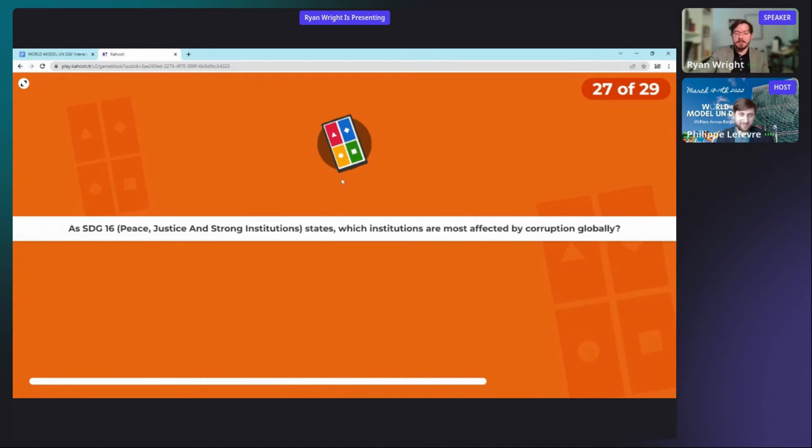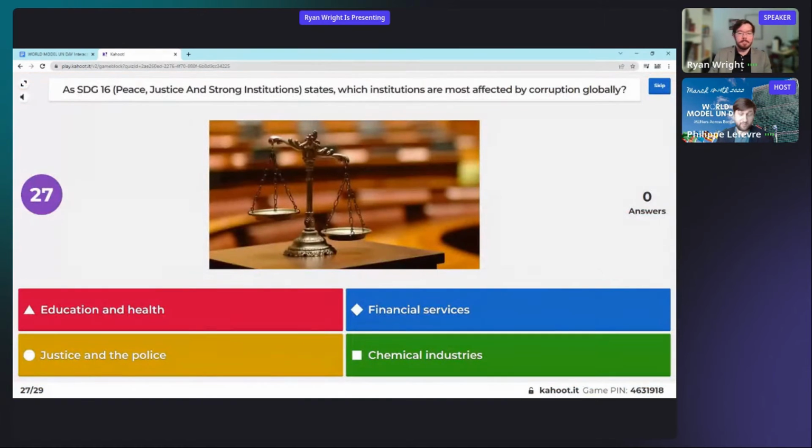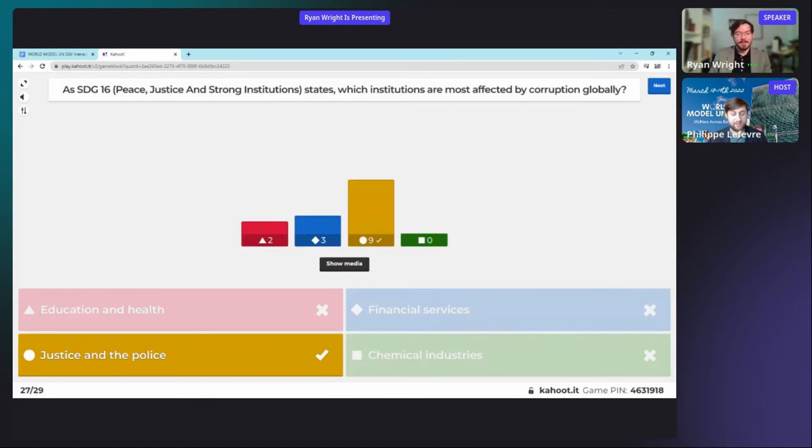Yeah, SDG 16, peace, justice, and strong institutions. Which institutions are most affected by corruption? Now, this is a very interesting one, I think. Education and health, financial services, justice and the police, or chemical industries. Well, I guess the chemical industries are kind of a silly one because are they an institution really? I mean, have you met Bayer? Yeah, I'm glad no one picked chemical industries, and it is justice and the police.